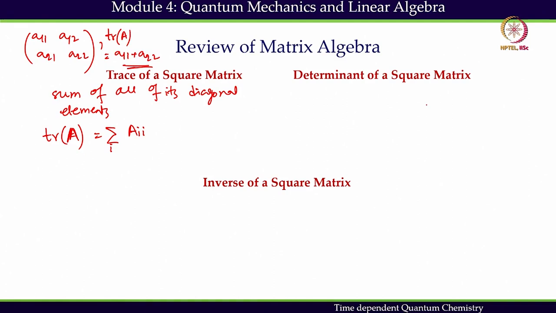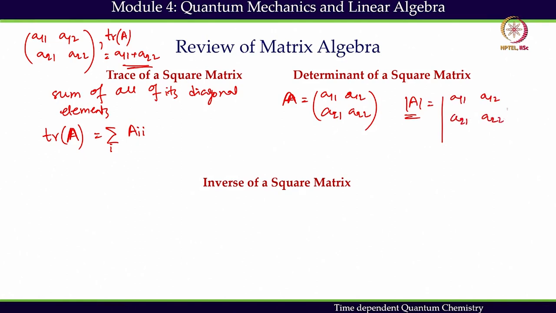Determinant of a square matrix: if I have a matrix like this, A11, A12, A21, A22, then the determinant is represented by this, which can be simplified as A11 A22 minus A21 A12. This is called the determinant of the square matrix.